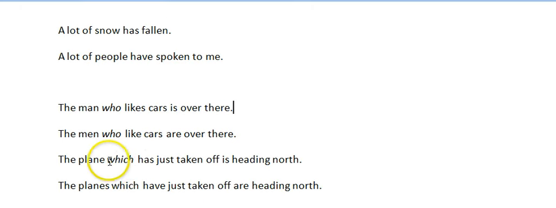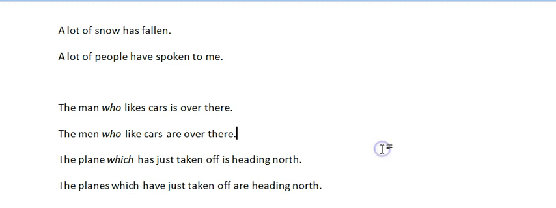And the same is true with the word which. The plane which has just taken off is heading north. The planes which have just taken off are heading north. See what happens when we delete the word which. The plane has just taken off. The planes have just taken off. So it's no different when we put in the word which.